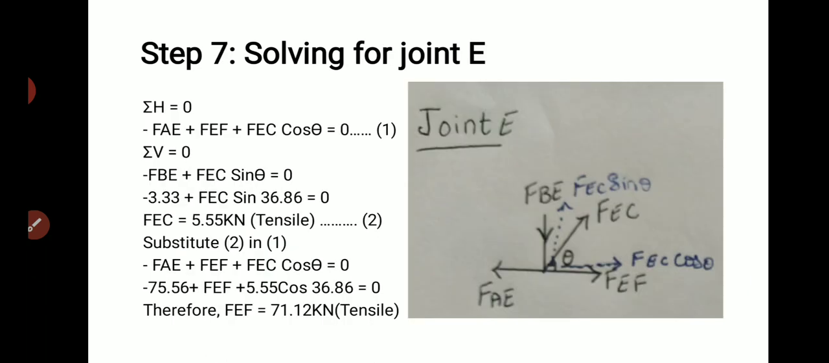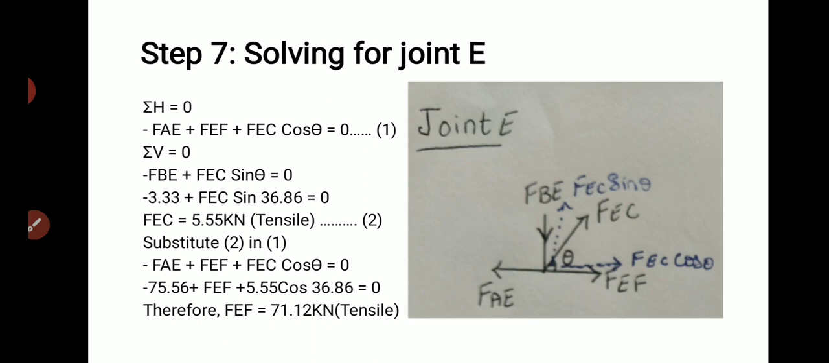The next joint is joint E. Here, the forces acting at joint E are FAE, FEF, FEC, and FBE.